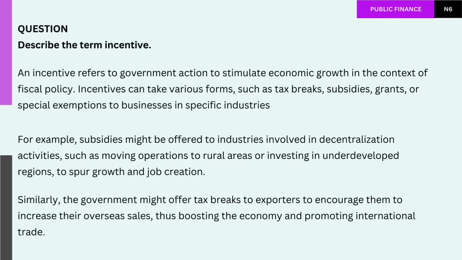Similarly, the government might offer tax breaks to exporters to encourage them to increase their overseas sales, thus boosting the economy and promoting international trade.